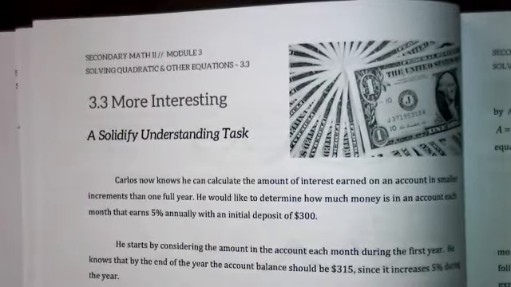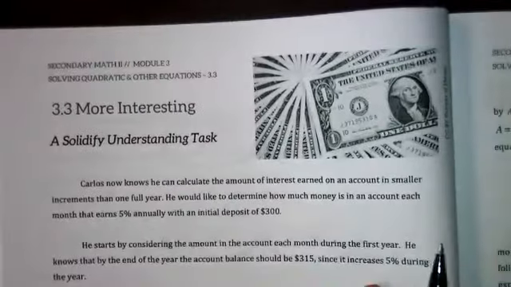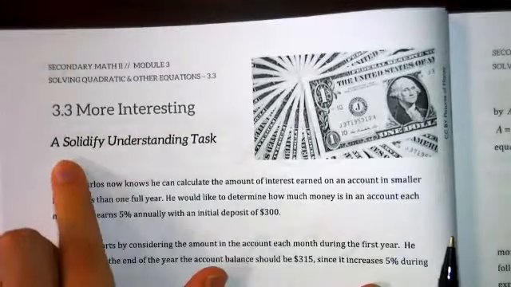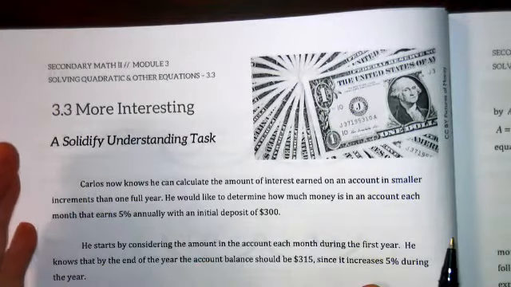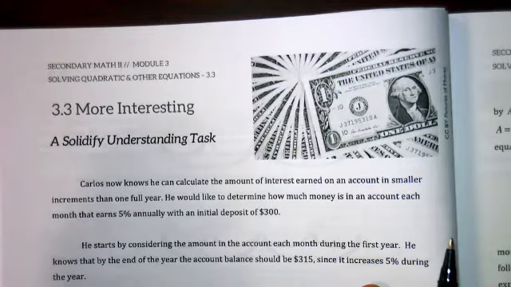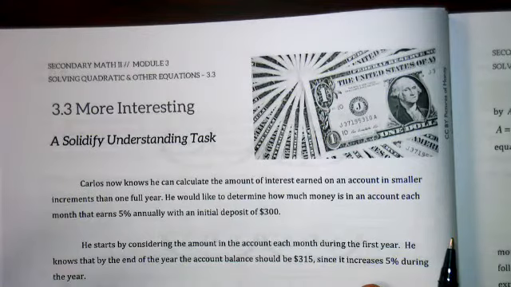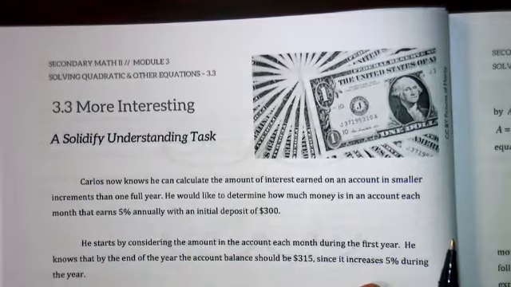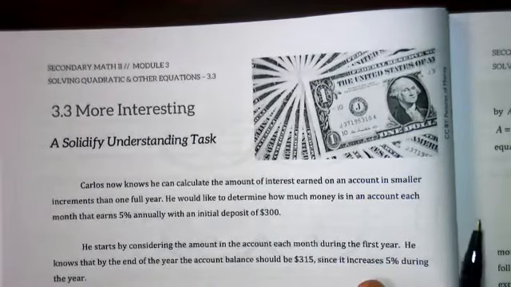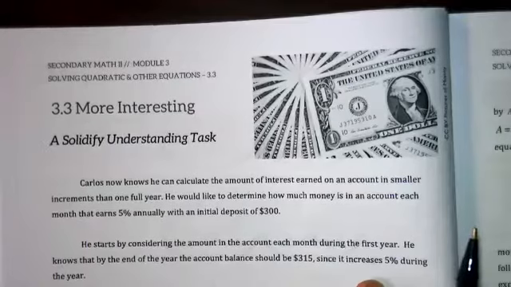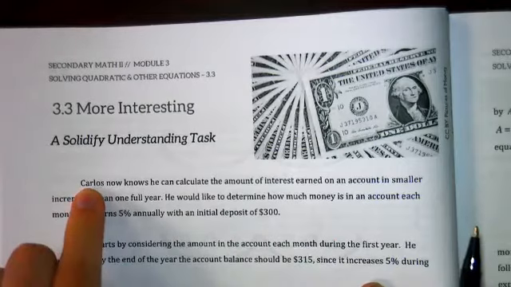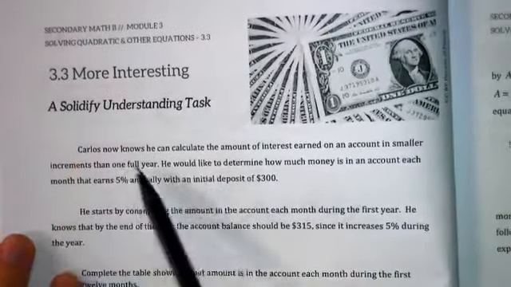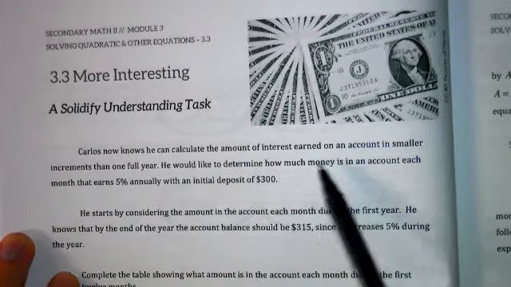Okay, so today we're going to be working on 3.3, "More Interesting." This is another solidify understanding task, so it's building on the understanding that we learned in 3.1. It's developing the idea and introducing new side ideas, but it's all based on the main idea we learned in 3.1, which is how you take part of a multiplication, a fraction of a multiplication, with a fraction exponent.